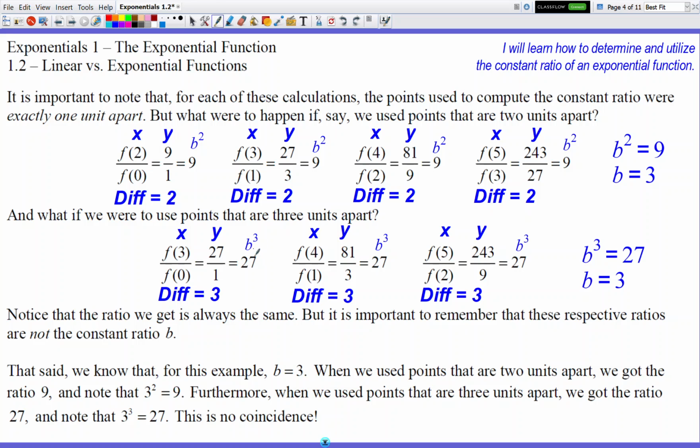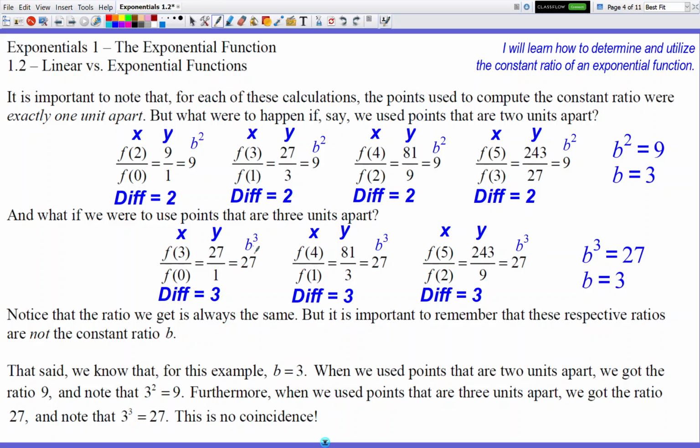Well, how did I get b to the third? Well, look at all my differences, right? If I look at all my x's, 3 minus 0 is 3. 4 minus 1 is 3. 5 minus 2 is 3. So these are all differences of 3. So that tells me that whatever number I have here is not known as b to the first power, which is what I actually want. It's not known as b squared because this is a difference of 3. It's known as b to the third.